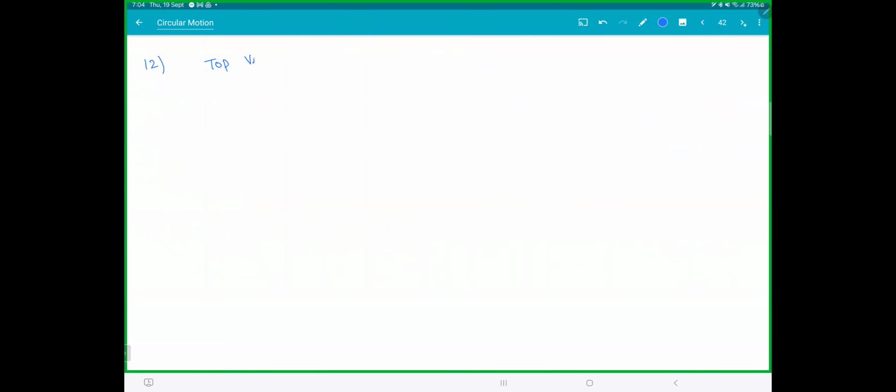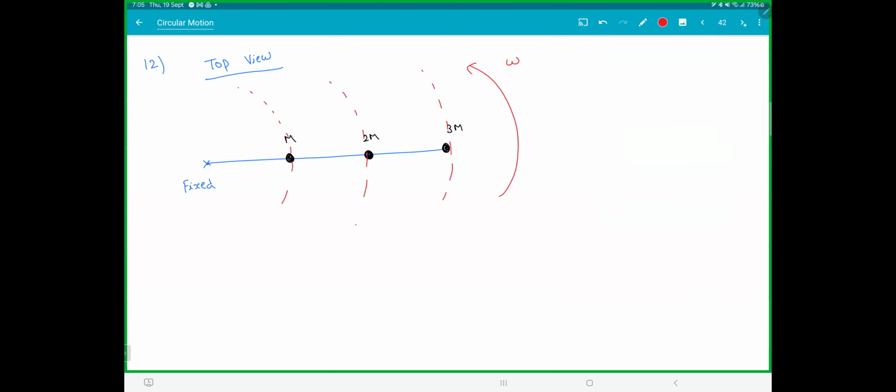Top view. We have a rod here. This is fixed. We have a mass here, m. We have one more mass here, 2m, and one more mass here, 3m. Getting it? And this whole setup is rotating with omega. Are you able to visualize how it is? If you see this thing I'm holding now, it is rotating like this. There is one particle here, one here, and one here, and the whole thing is rotating.